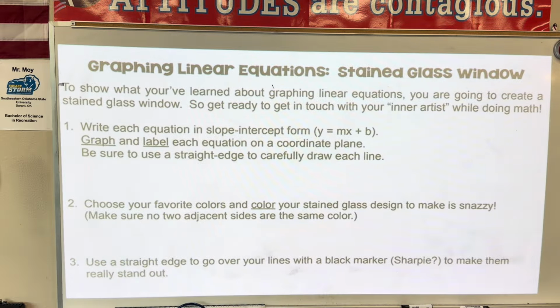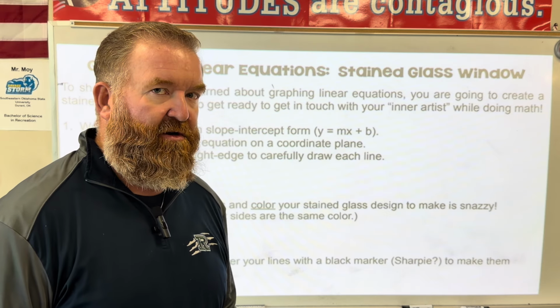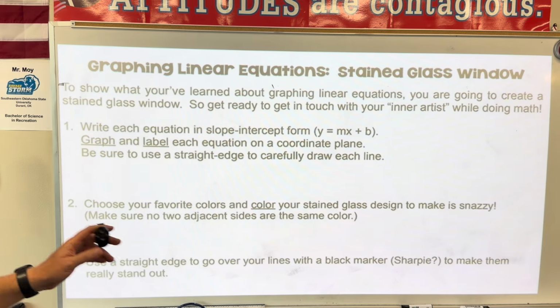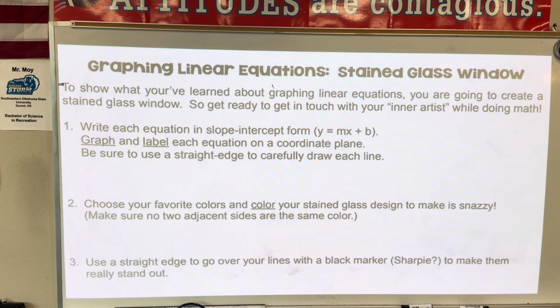Number one, you're going to graph linear equations, a stained glass window. You're going to show what you've learned about graphing linear equations. It's not going to be hard. Okay, I promise. It's not going to be crazy. All right, you're going to create a stained glass window. Okay, so get ready to get in touch with your inner artist while you're doing math. Okay, so here we go.